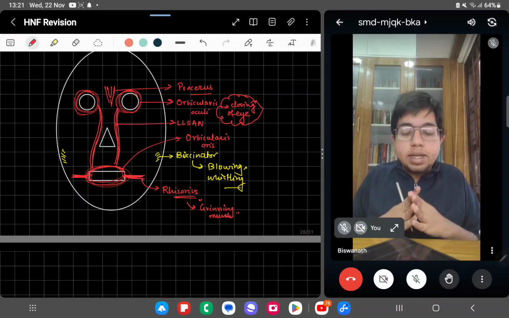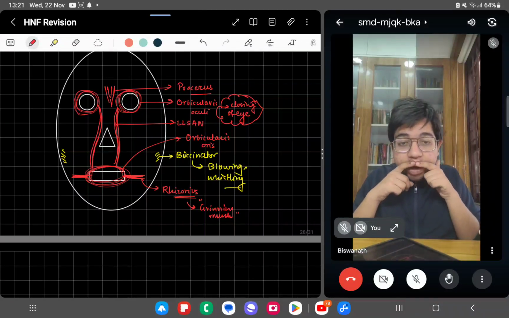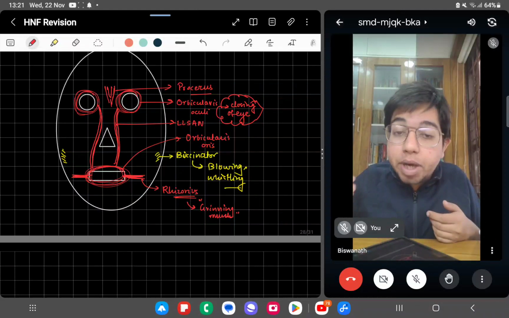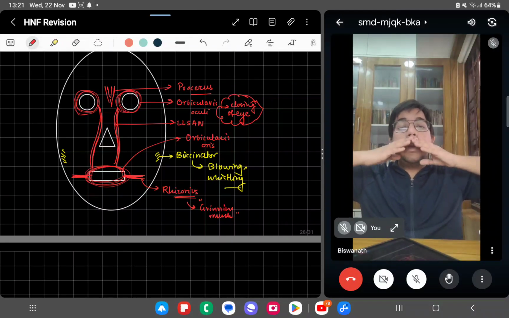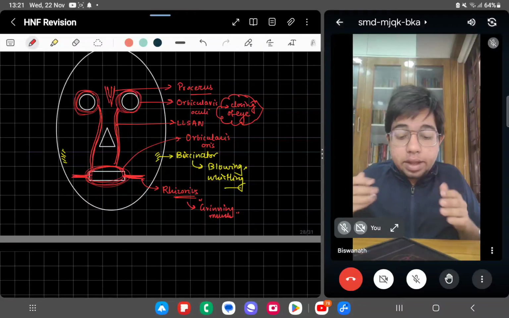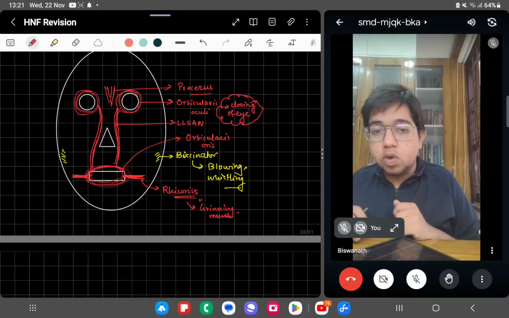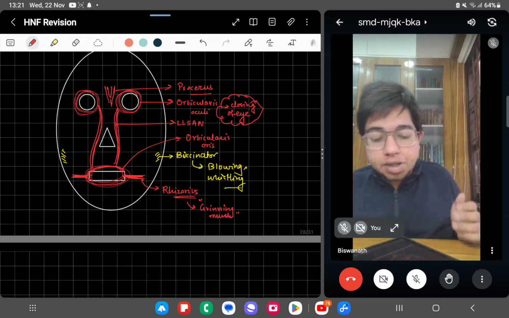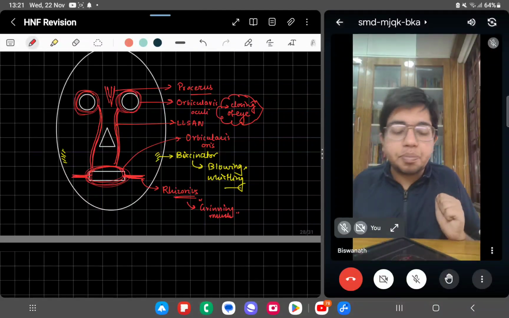So what is it doing? Levator labii means it is elevating the lip. Which lip? Superioris, that is the upper lip. It's running along the ala of the nose. So it has these actions. Levator labii superioris alaeque nasi is there in the face.